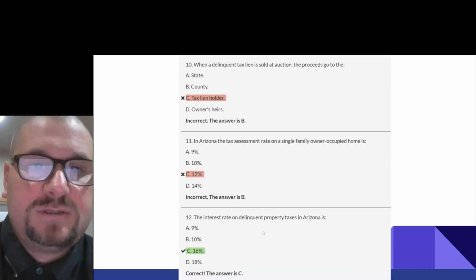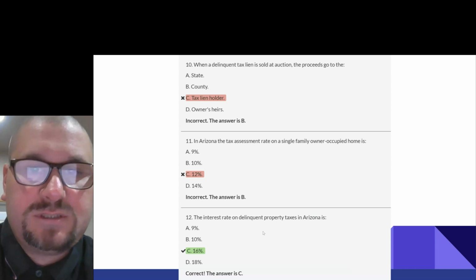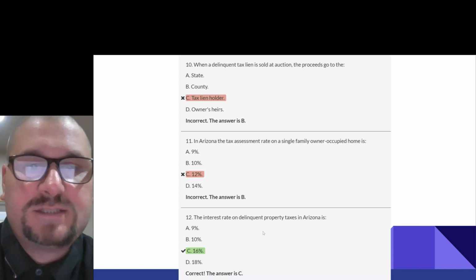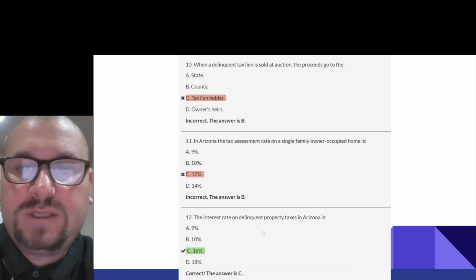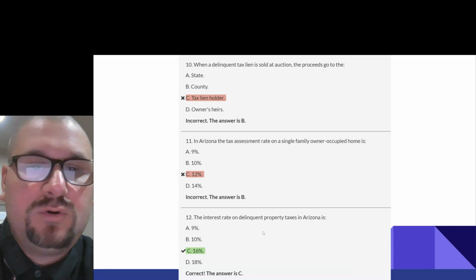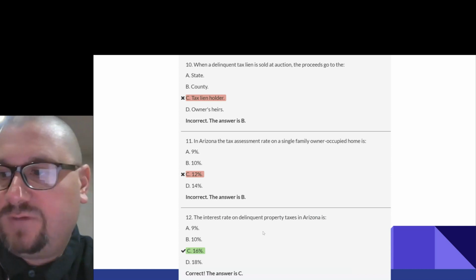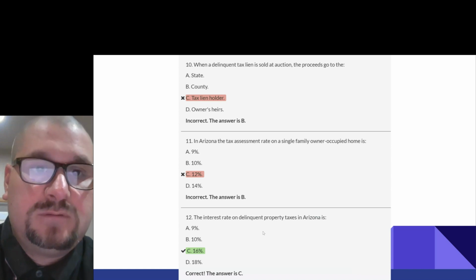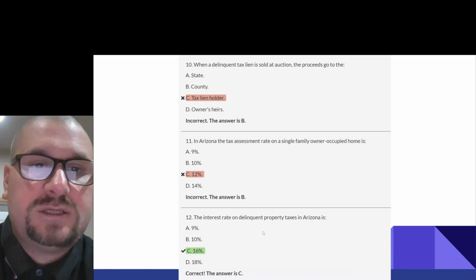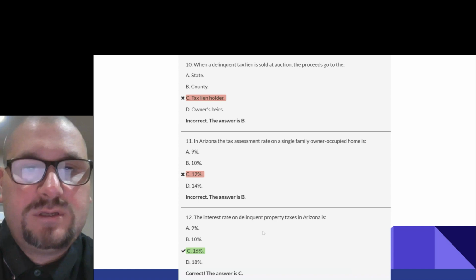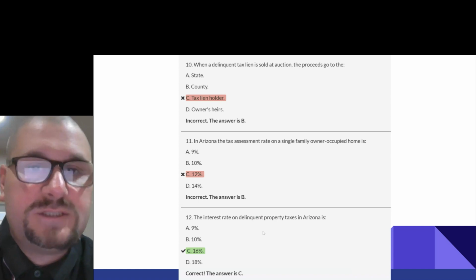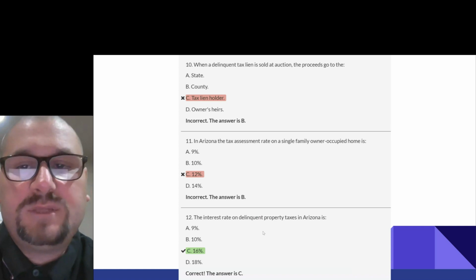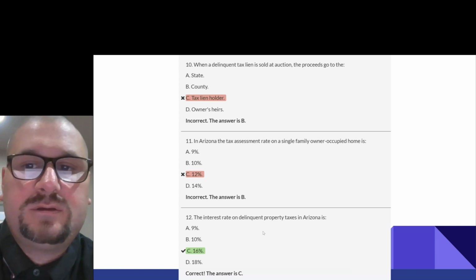In Arizona, the tax assessment rate on a single family owner occupied home is 10%. So 10% in Arizona is the tax assessment rate on a single family owner occupied home.